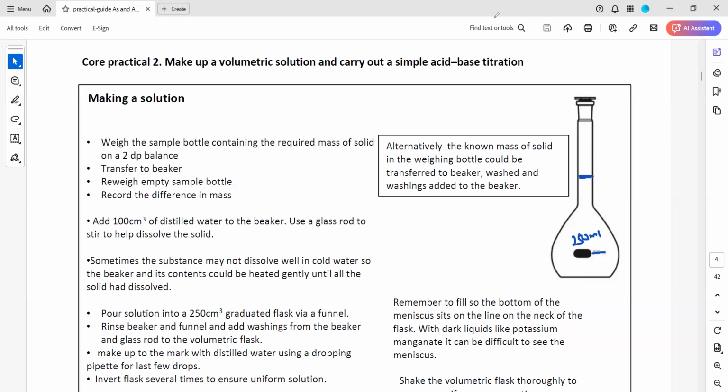So how do we make a solution? First, we weigh the sample bottle, which contains a required mass of a solid. Then we transfer that solid into a beaker from the sample bottle. Then we reweigh the empty sample bottle and record the mass difference, because the mass difference tells us the mass used.